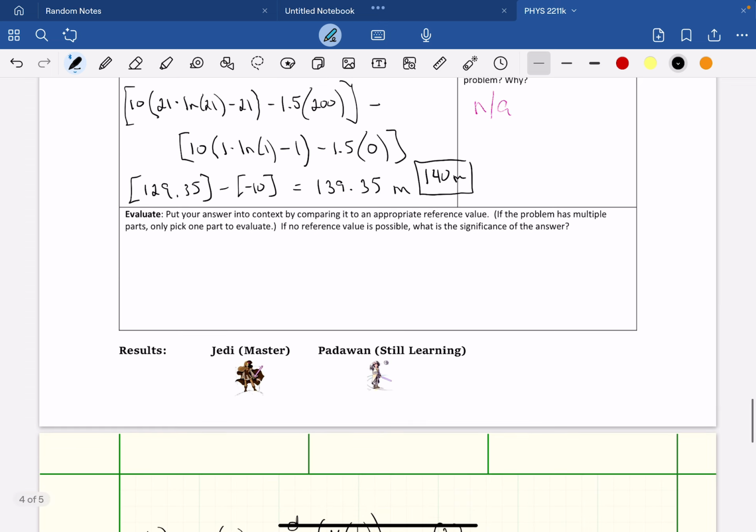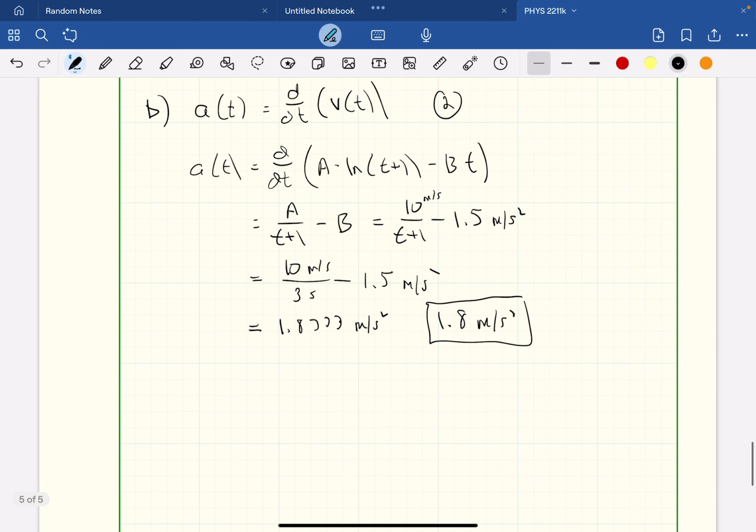The last part of every problem is to evaluate. It says, put your answer into context by comparing it to an appropriate reference value. If the problem has multiple parts, pick only one part to evaluate. If no reference value is possible, what is the significance of the answer? Well, that last part doesn't apply here. We've got two answers, 140 meters or 1.8 meters per second squared. And we need to pick one of those to compare to a suitable reference value.